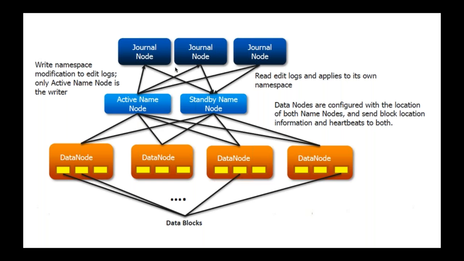So from the data node's point of view, in this 2.0 scenario, we have got multiple name nodes. To whom do they share this health report, status update, or data node report? Rekha?